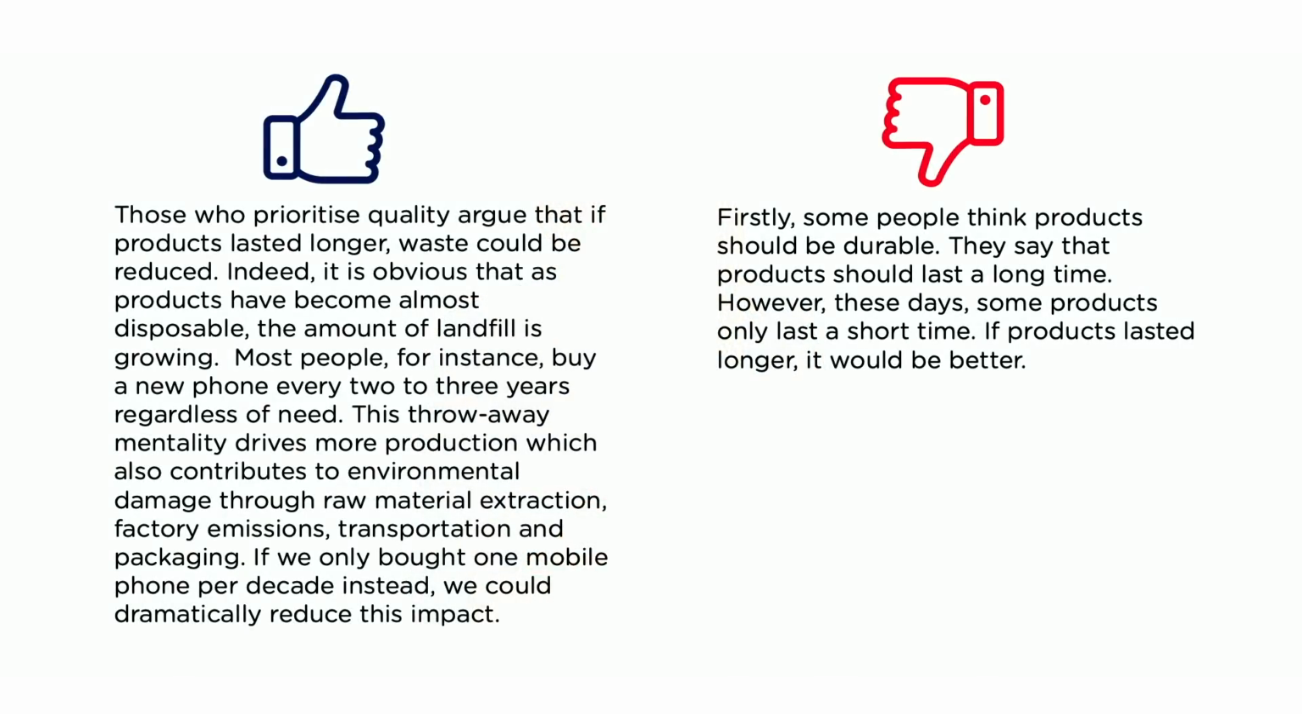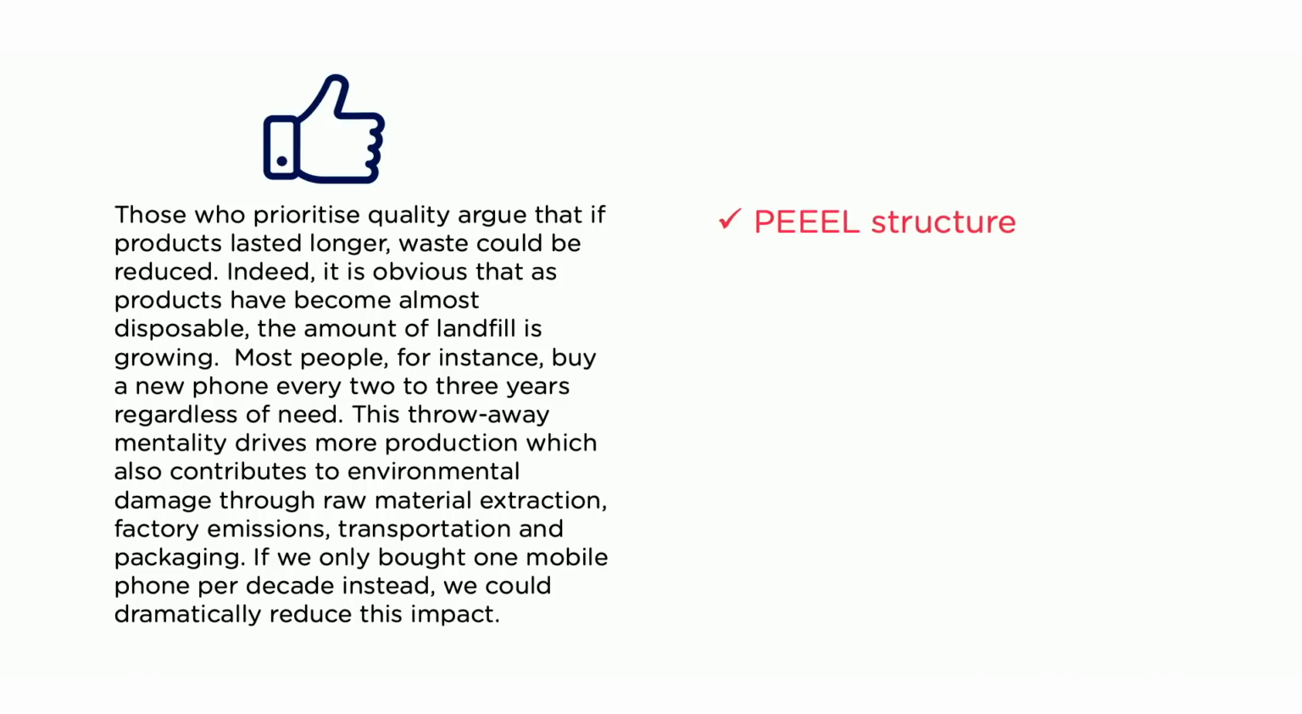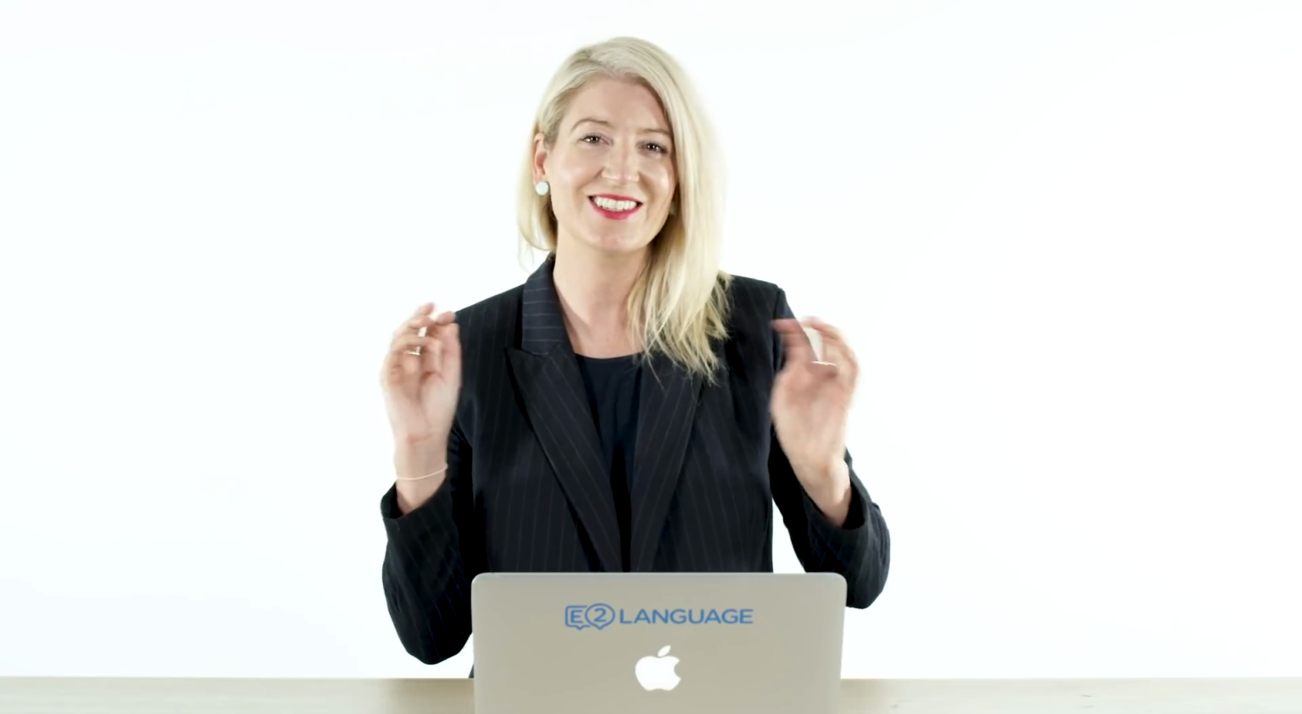So let's have a look at what makes A so much better. First of all, notice the structure. So at E2, we teach a PEEL structure. That stands for point, explain, example, effect, link. If you want to know more about that, it's inside the course materials on e2language.com. But you can see it here in this paragraph.